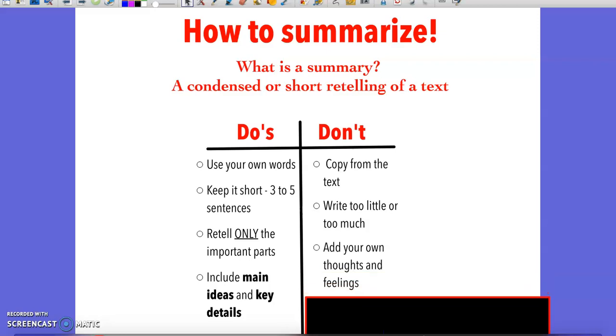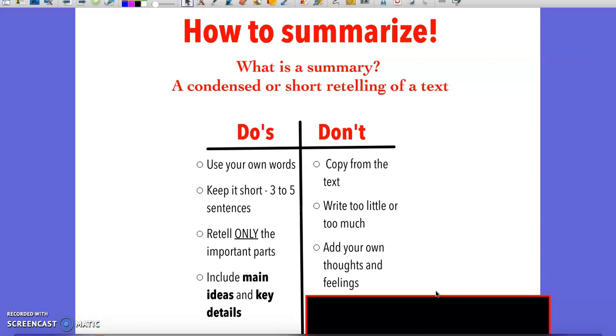And one thing that's very important to do is not to add your own thoughts and feelings. In a summary, we're not looking for how you feel about the text or how you feel about the characters or what you do and don't like about it. Stick to what is in the story or the text, just the main ideas and the key details from the text.